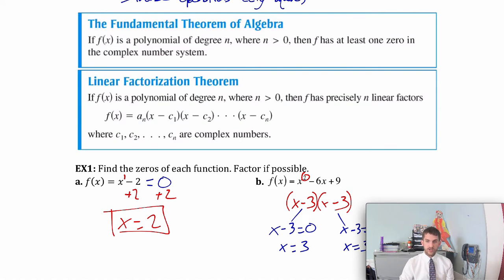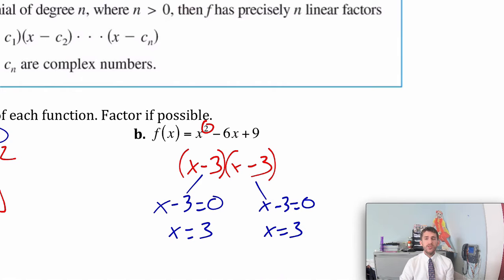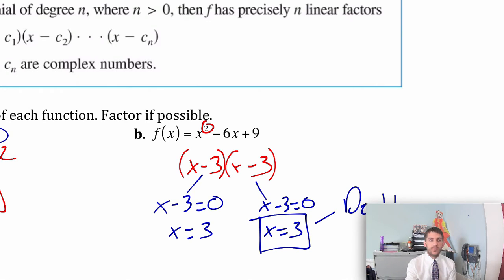So either way we do it, we get x equals 3. So really, we only get one unique 0, but sometimes you'll hear it referred to as a double root or a double 0. It's used twice. It shows up in two separate factors.